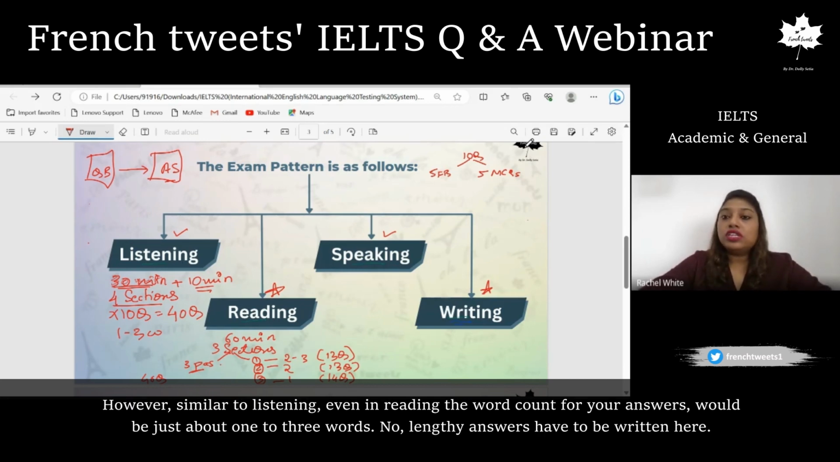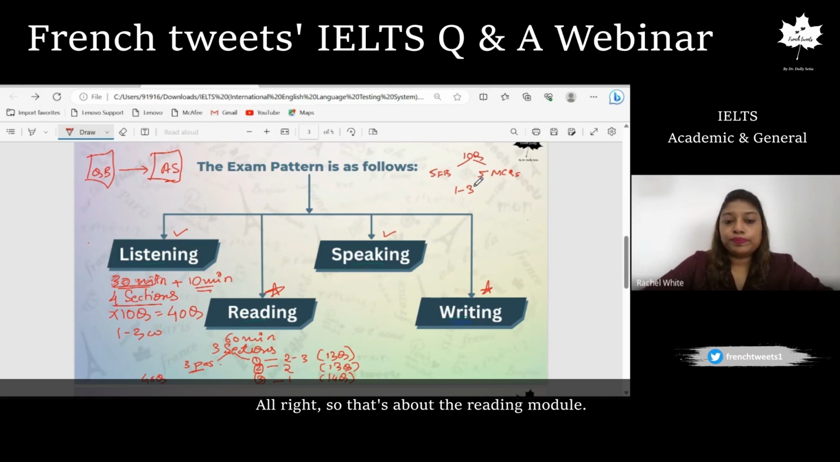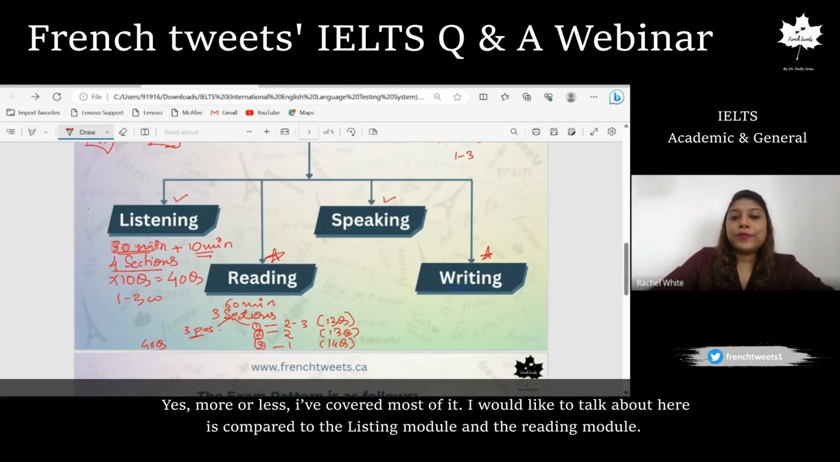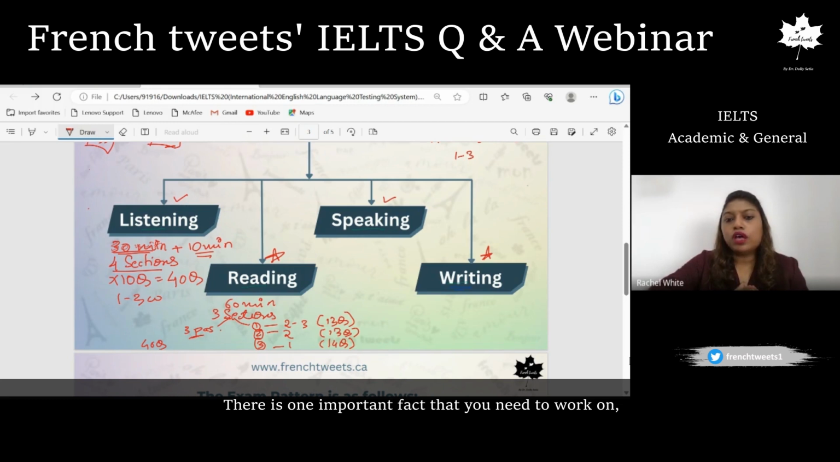However, similar to listening, even in reading, the word count for your answers would be just about 1 to 3 words. No lengthy answers have to be written here. All right, so that's about the reading module. Yes, more or less I've covered most of it. One aspect I would like to talk about here is, compared to the listening module, in the reading module, there is one important factor that you need to work on.